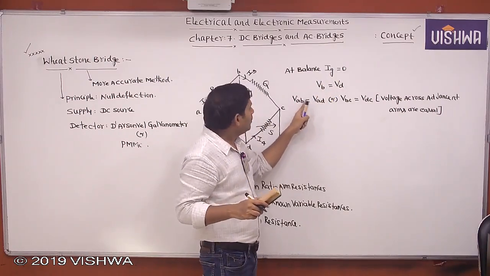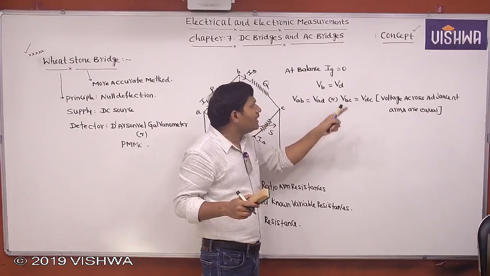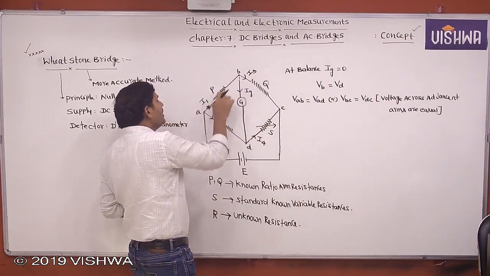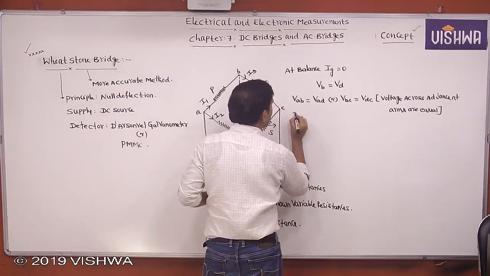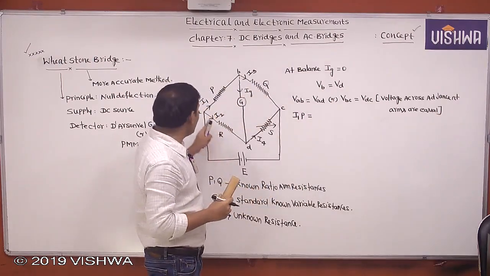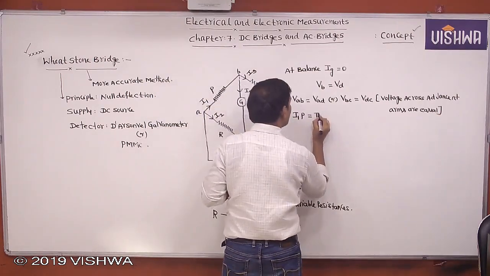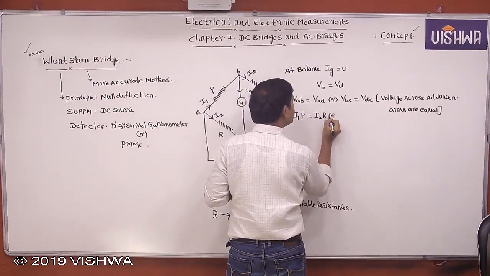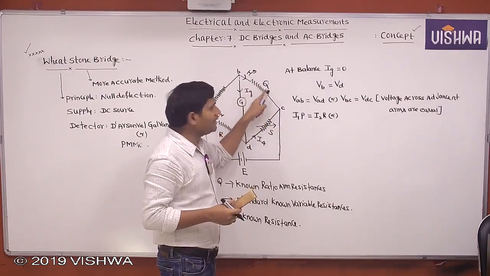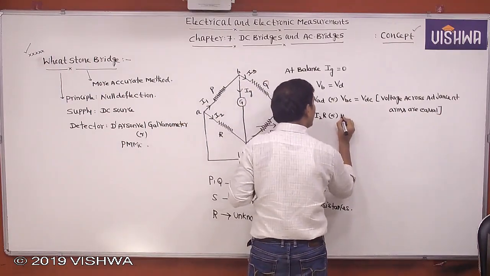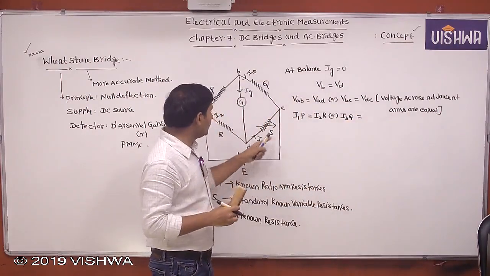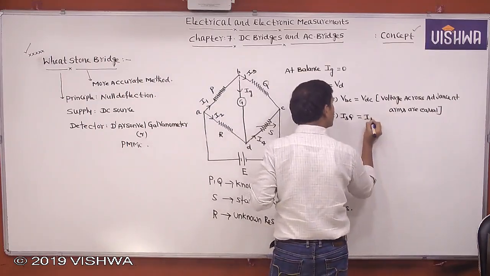Clear? Now VAB equal to VAD or VBC equal to VDC. What is VAB, you tell me? VAB is nothing but I1 into P. This is I1 into P is equal to, can you tell what is VAD? I2 into R. Or you also write like this. What is VBC? I3 into Q. This is equal to, what is VDC? I4 into S.